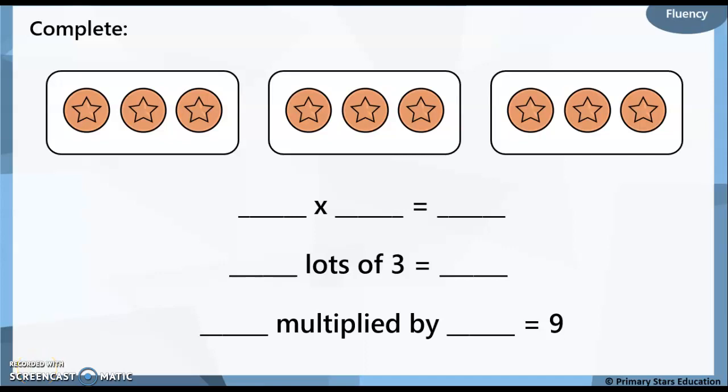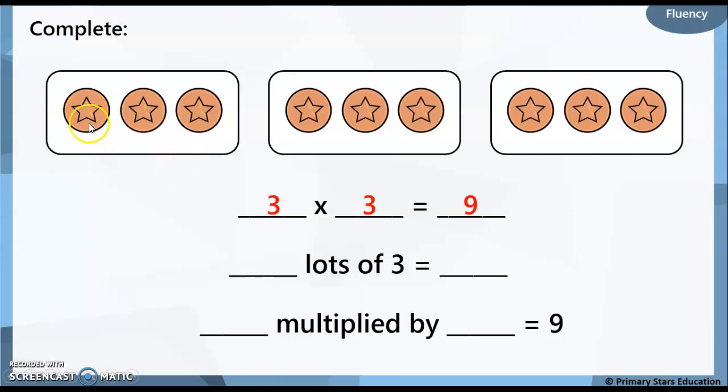Okay, so looking at this question here, we've got some groups of coins. Remember, when we look at the times sign, we are thinking that it means groups of. So that's one group, two groups, three groups. So it'd be three groups of 1, 2, 3. So it would be 3 times 3.